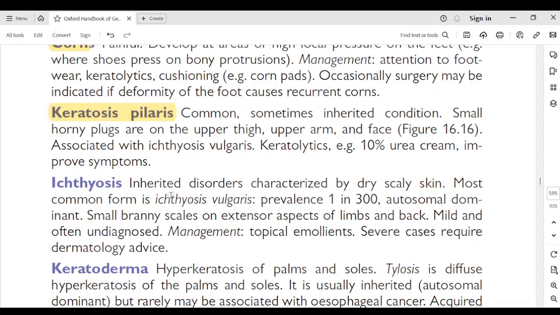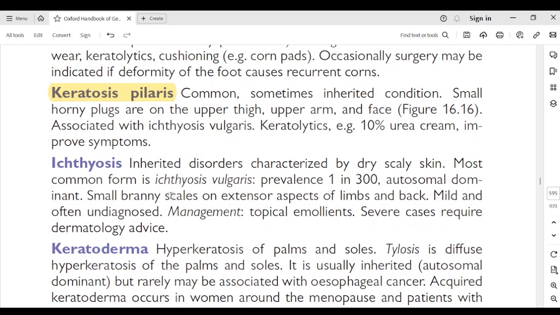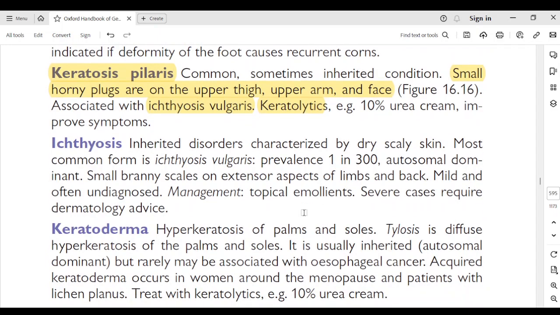Keratosis pilaris. Common and sometimes inherited condition. Small horny plugs are on the upper thigh, upper arm and face, given in the figure, associated with ichthyosis vulgaris. Keratolytics, for example 10% urea cream, improve the symptoms.